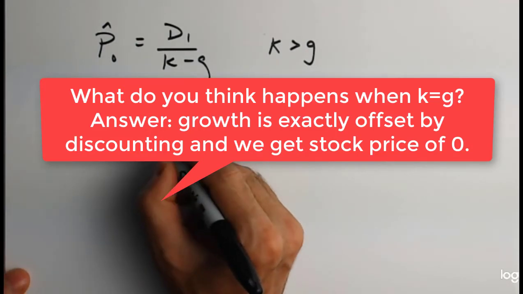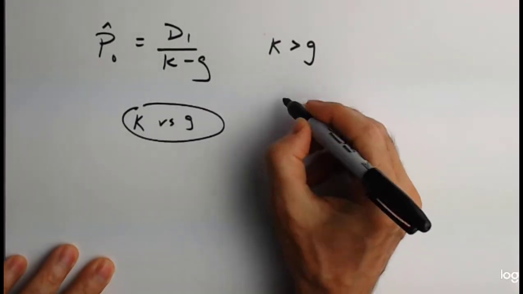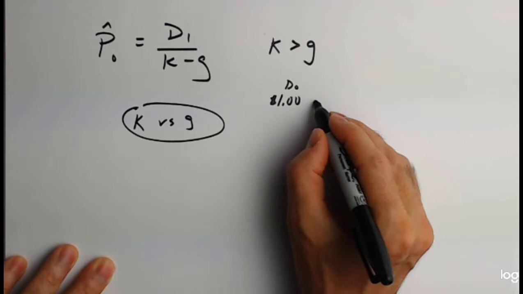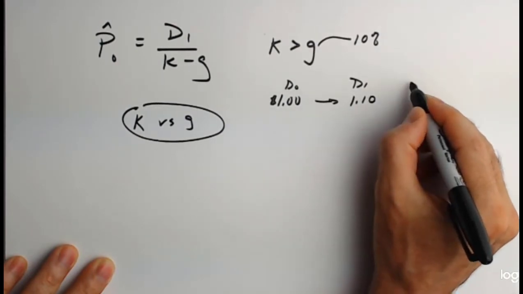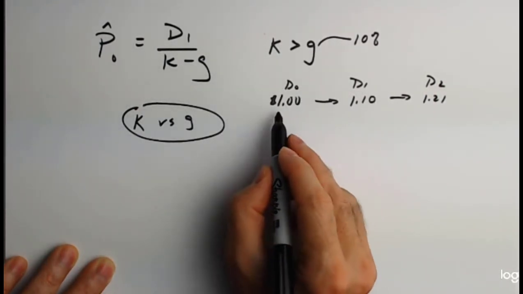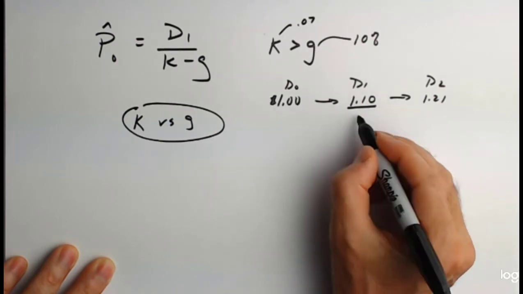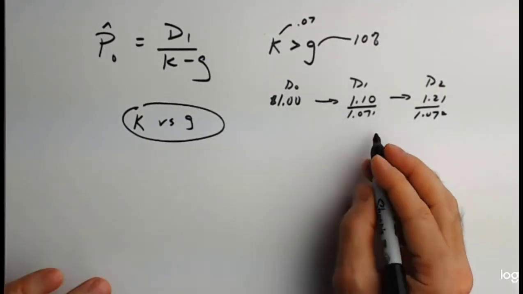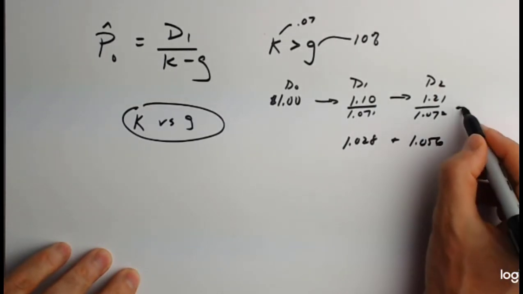So now let me show you how k and g interact under the constant growth model. So let's take an assumption. Let's look at a dollar dividend right now, D subscript 0, at say a 10% growth rate. So that means D subscript 1 will be $1.10, and then D subscript 2 will be $1.21. But now we have to look at the discounting part of it, right? So let's say that k is 7% here. And so 1.07, 1.07 squared, that's to the 1 power. We end up with 1.028 plus 1.056, and so on. And we keep doing that.